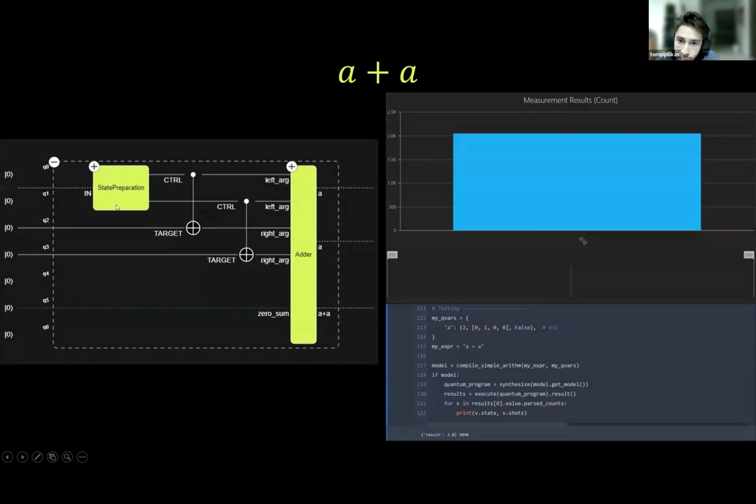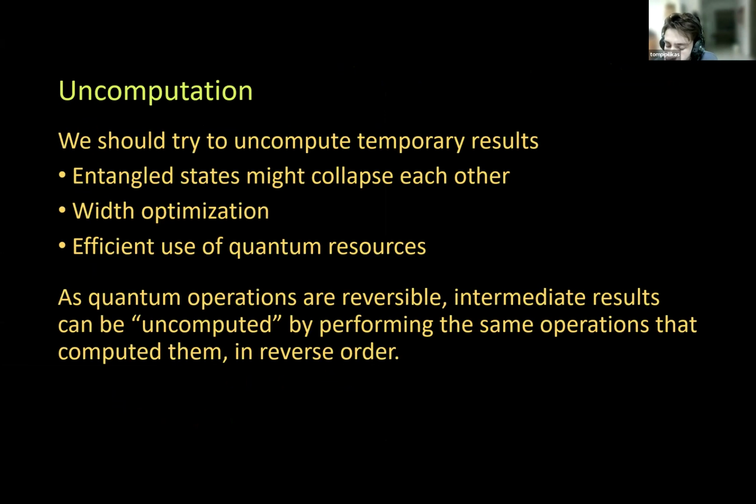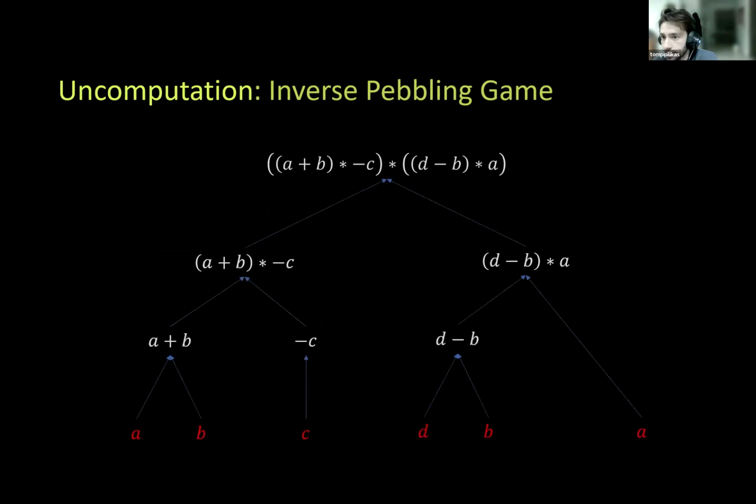Here is the implementation. So we prepared A, and then we took some auxiliary qubits and prepared them using those control X gates. And we can see that the result was as expected, 1 plus 1 is equal to 2. But those auxiliary qubits are entangled with the qubits of the quantum variable, and we should untangle them. This falls into the general problem of uncomputation, which states that we should uncompute intermediate results because entangled states might collapse each other, causing problems to the rest of the model, but also for circuit optimization. As quantum operators are reversible, intermediate results can be uncomputed by performing the reverse operations, or the gates in the reverse order.